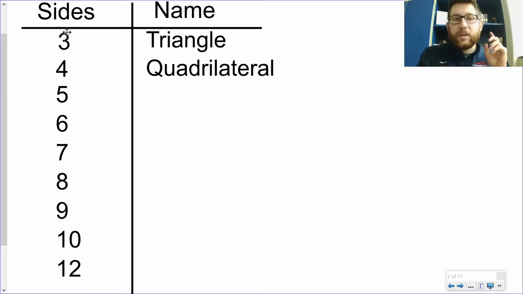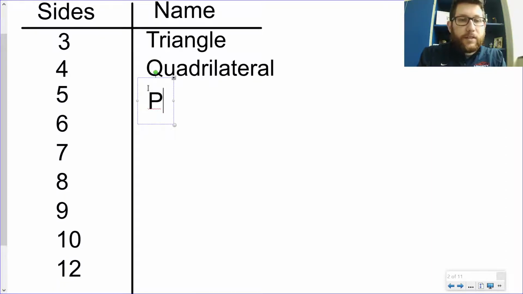So notice here, if you have 3 sides, that's something called a triangle. 4 sides, a quadrilateral. Okay, we're familiar with that. So what would a 5-sided polygon be called, or 6, or 7? See if you can come up with exactly what the correct answer here would be. So let's go through this. Hopefully you've written yours down.